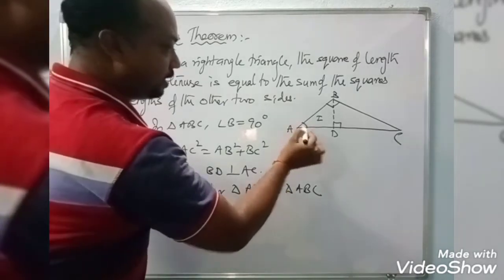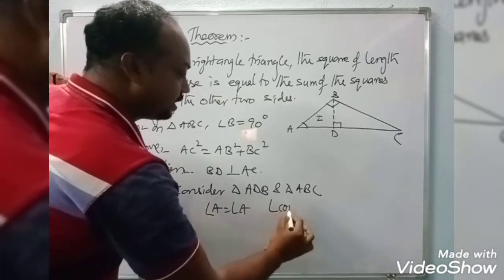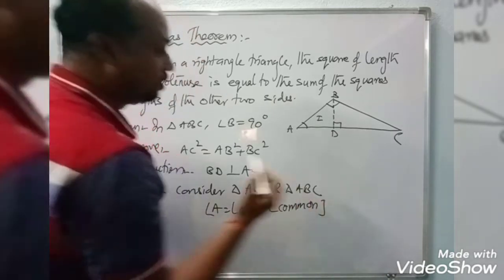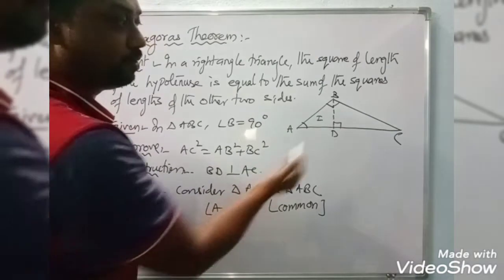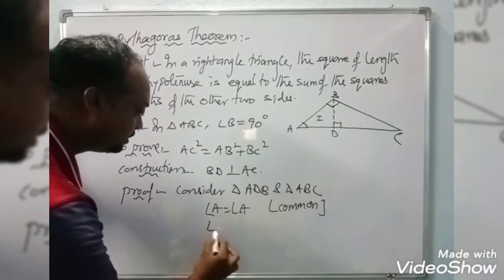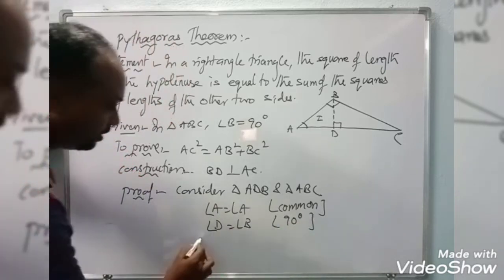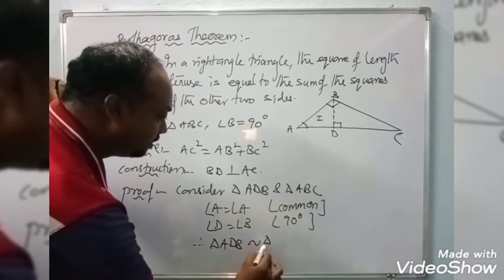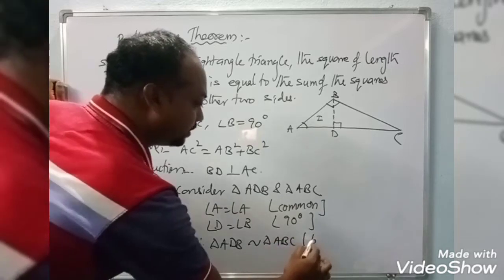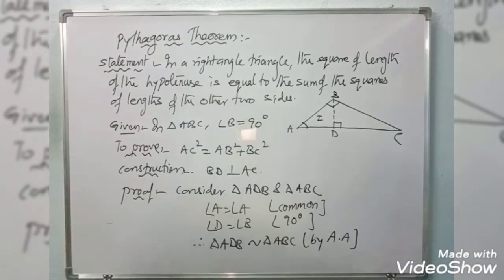For these two triangles, A is common, right? So we can say here angle A is equal to angle A. What is the reason we are writing here? The angle is common to both triangles. Next, can I say here angle D is equal to angle B, because both are 90 degrees. So both are 90 degrees. Therefore we can say triangle ADB is similar to triangle ABC by AA corollary, right?